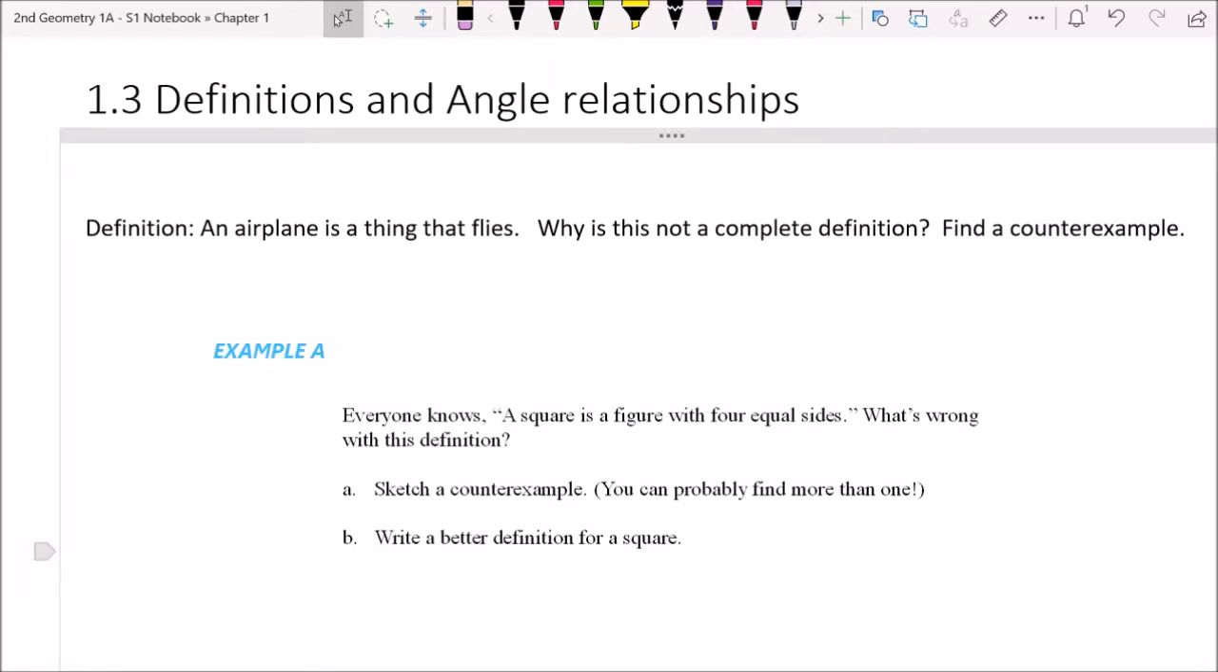Today we're going to talk about definitions in math and a few different important angle relationships. Still going to be a lot of vocab today, although we'll get to do a little bit of thinking and really do some critical thinking with the definitions. So let's jump right in, okay?